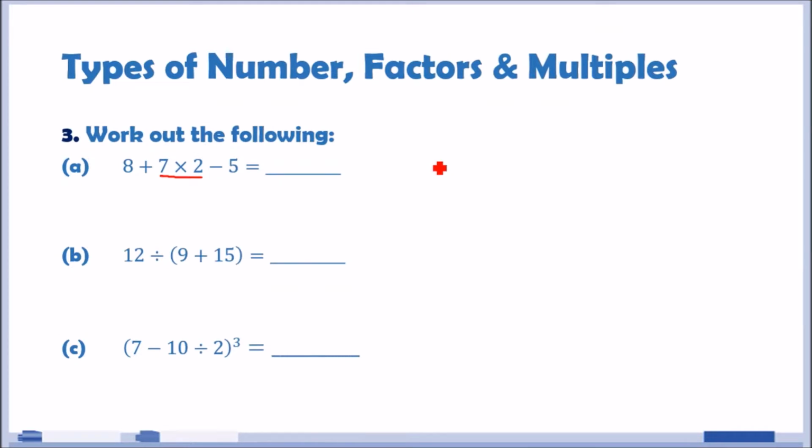So here we evaluate 7 times 2, easy, we get 14. That's it. Then we just do the calculations. 8 plus 14 is 22. Subtract 5, we get 17. Nice.